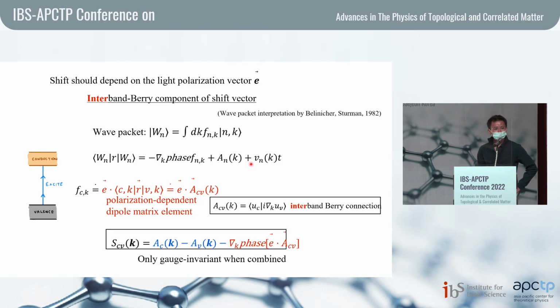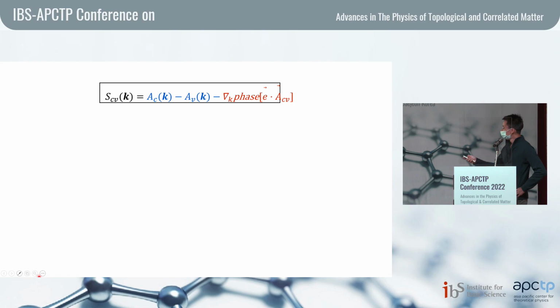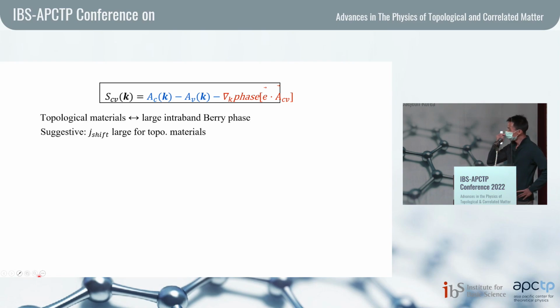So this is then the complete expression for the shift vector. There's this intraband component, the interband component. Separately, they're not gauge invariant, but when you combine them, they are gauge invariant. Staring at this formula, you might then imagine that because topological materials have a large interband Berry phase, it's suggestive that the shift current is large for topological materials.